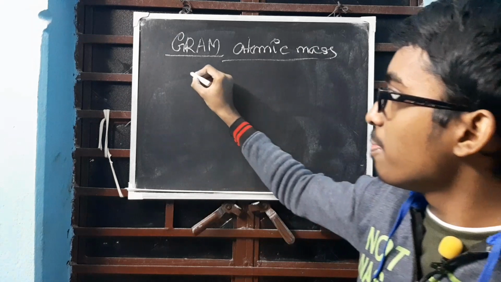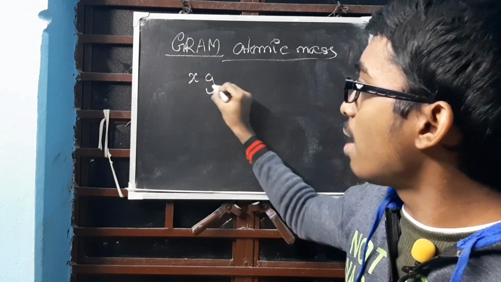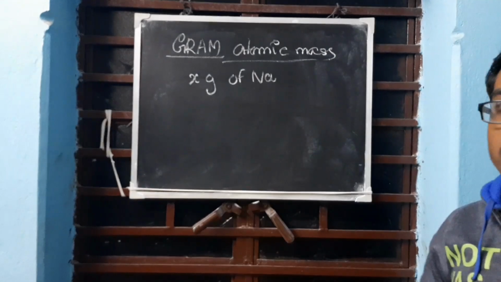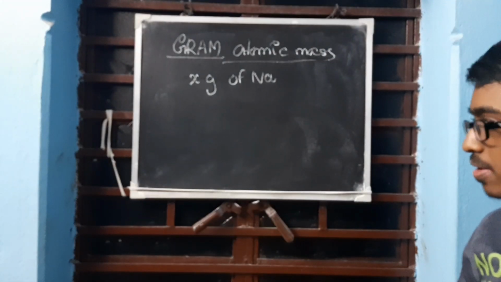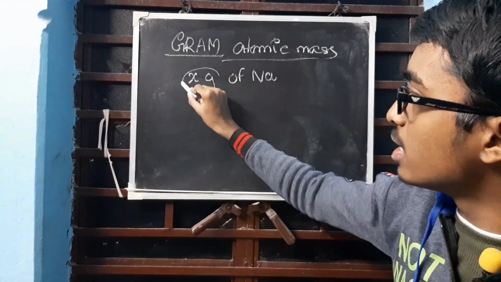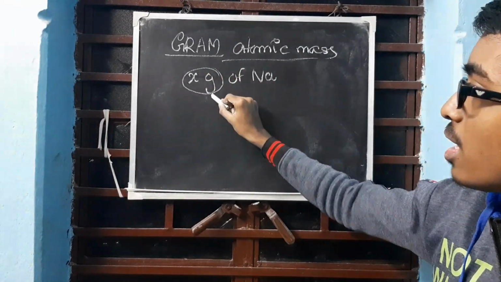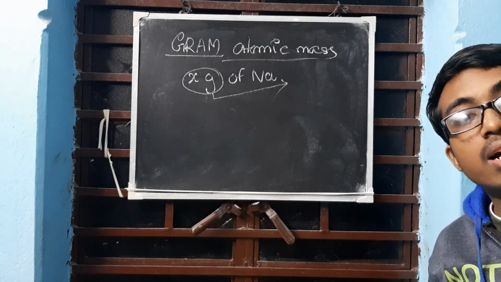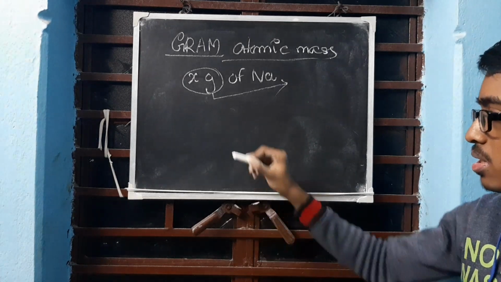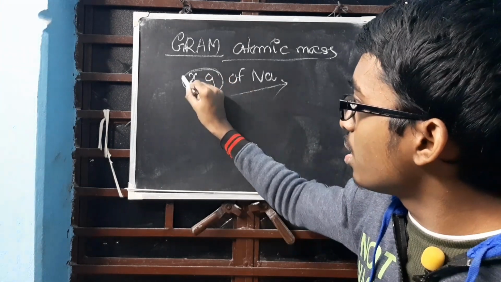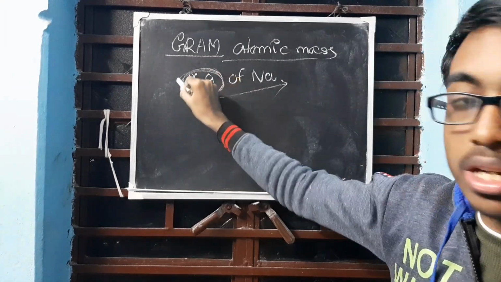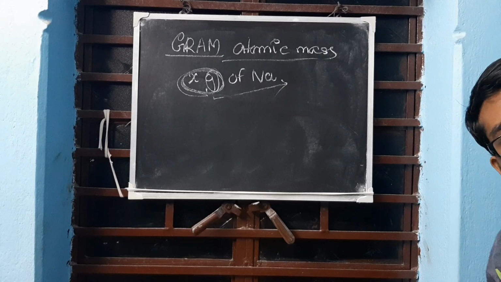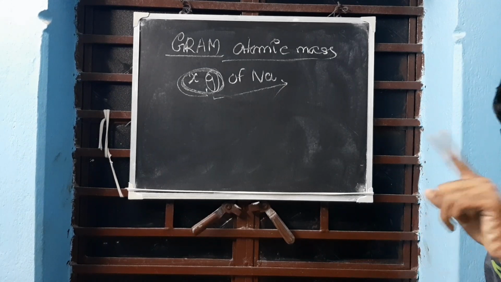Suppose you have x gram of sodium. Atomic mass of sodium is 23. Fine. You have x gram. This x gram corresponds to how much? That will be the gram atomic mass. So this quantity is represented in which unit? Gram. So your gram atomic mass has to be in gram.